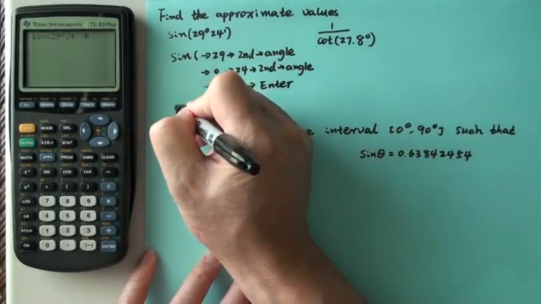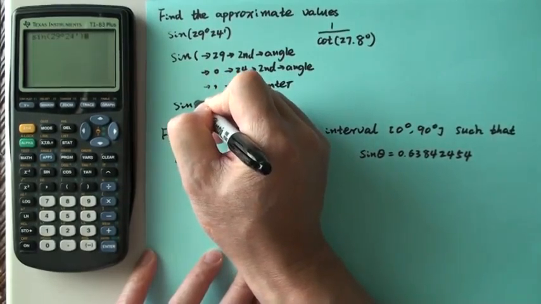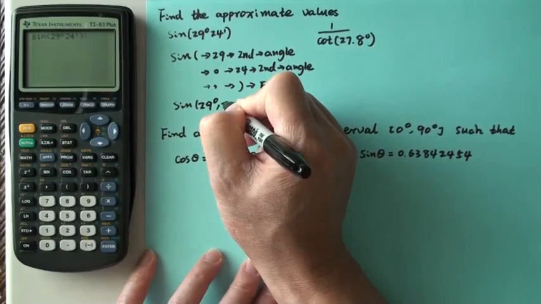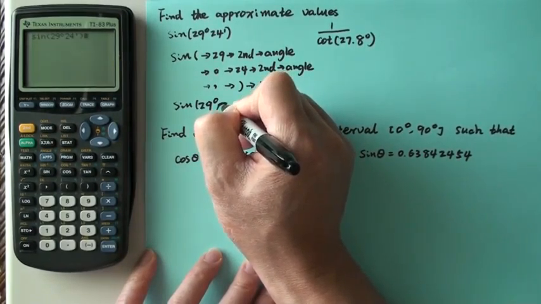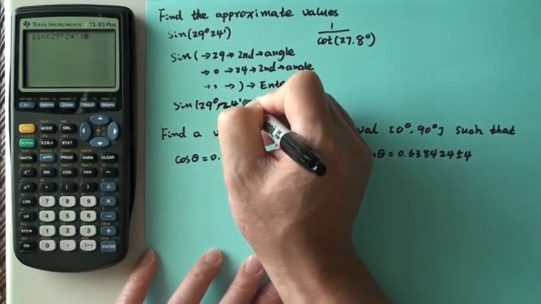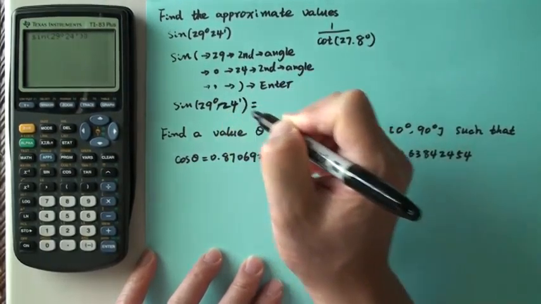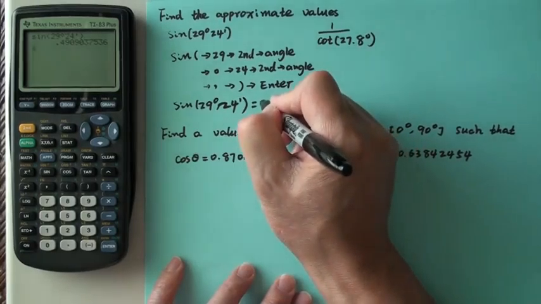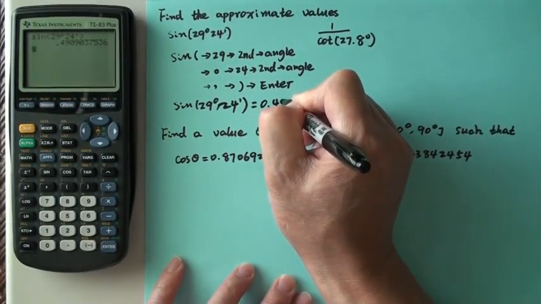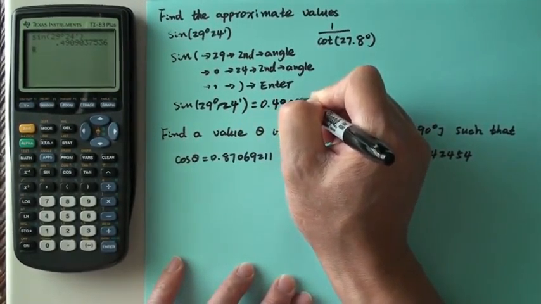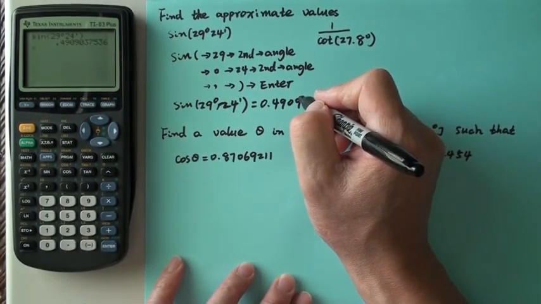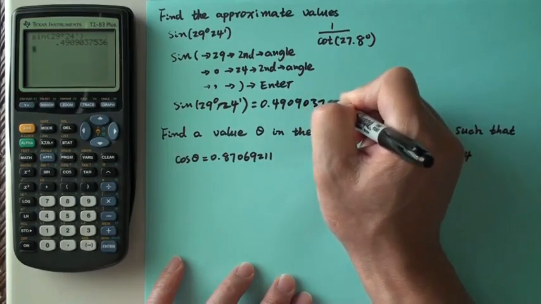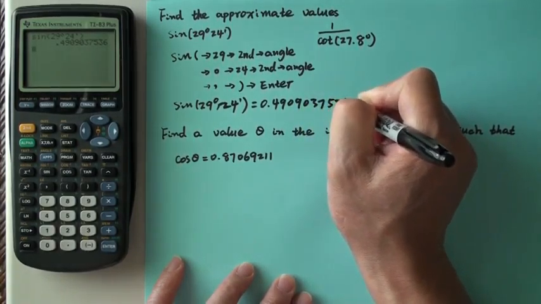So then you have the value sine 29 degrees 24 minutes. You hit enter, and you have the answer 0.4909 37536.